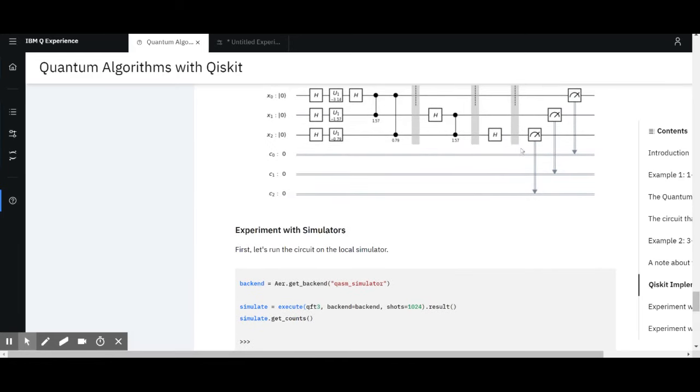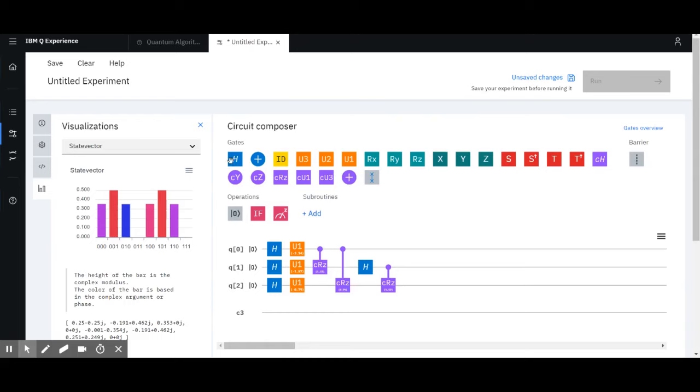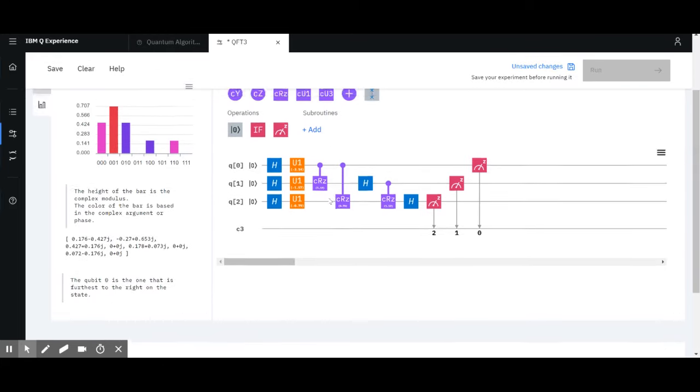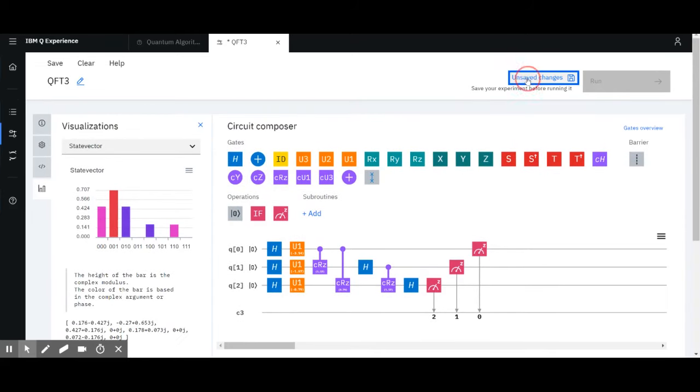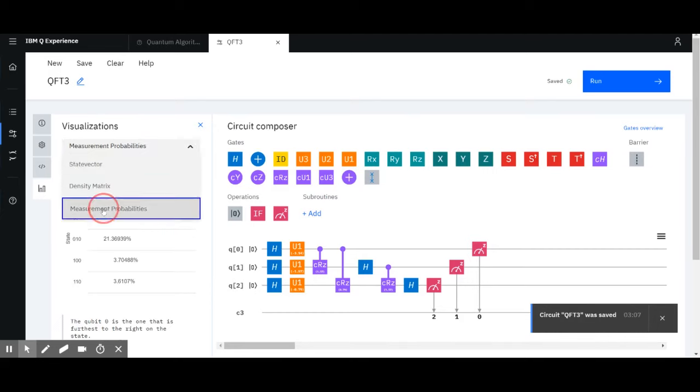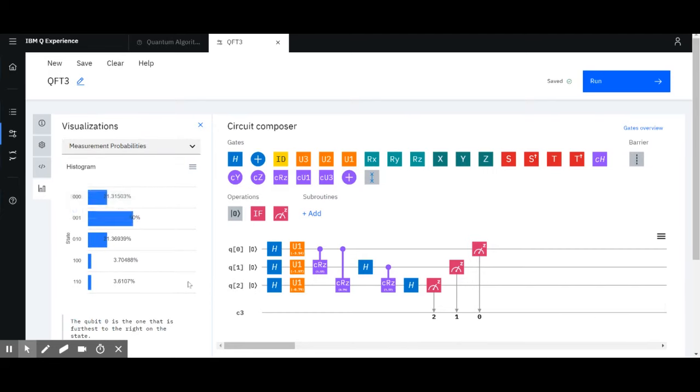Yeah, the last Hadamard. And then we're going to measure this, and this, and this. So this is QFT3. I'm just copying the example right now. But I still want to see, what if we run this? That should give us 001 with the highest probability. If we look at measurement probabilities, about 50% of the time.